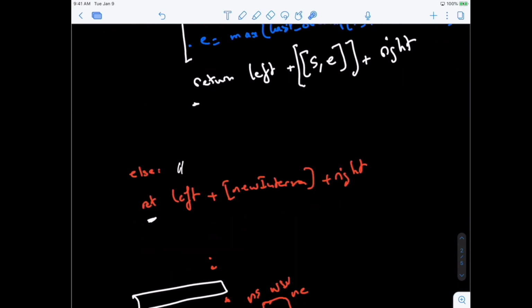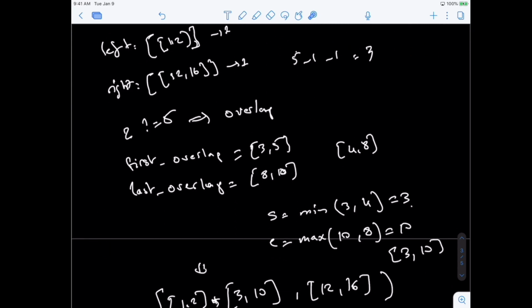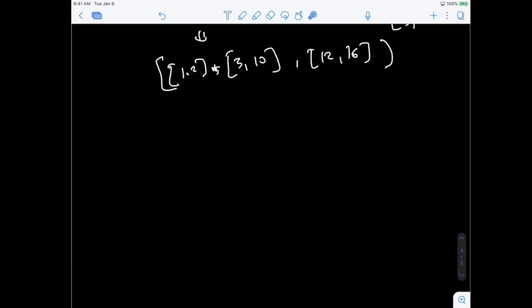So that's with the overlap, if we run it on the overlap. If we run it on a case where there is no overlap, it's actually a lot easier. So a case where there's no overlap, let's say we have 1, 2, maybe 4, 6, and the new interval, let's say, is 7, 8.